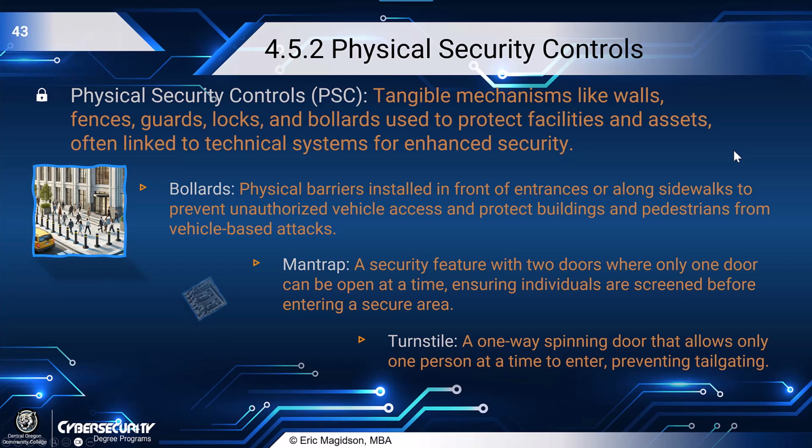So mantraps is essentially, and let me tell you, AI did an okay job on this, but think of it more as two doors with an area in between, okay? So basically a mantrap, a security feature with two doors where only one door can be open at a time, okay? This is going to reduce, by the way, piggybacking, sort of. Ensuring individuals are screened before entering a secure area. So, to get through the first door, you do your badge. Maybe you do a second factor of authentication, like your thumbprint, and you get into the first door. And then you're between the two doors.